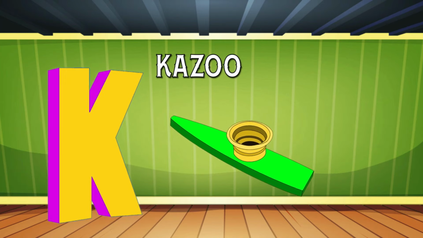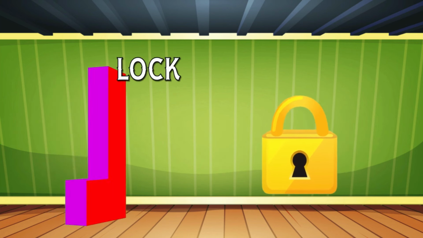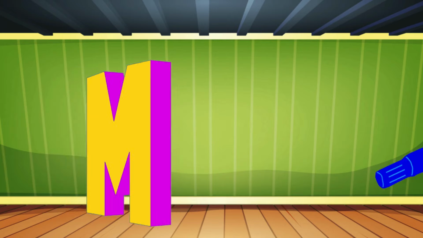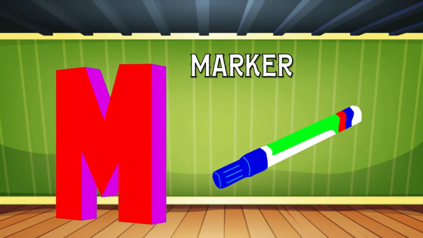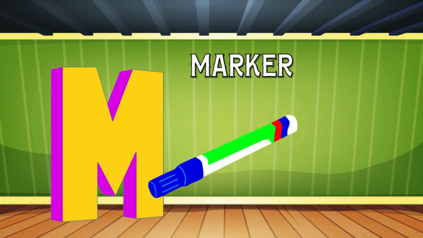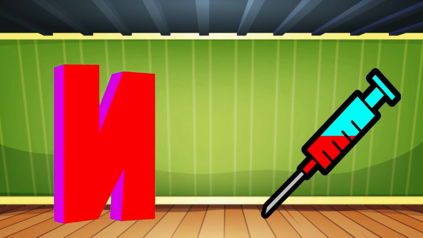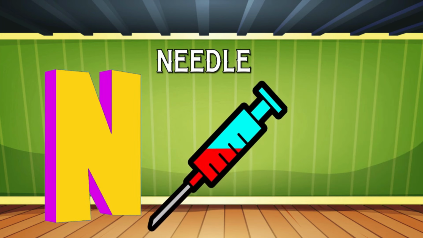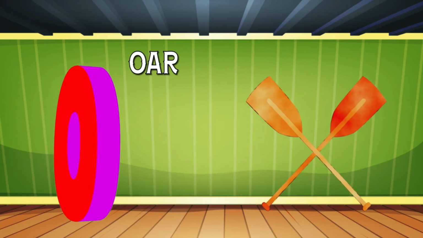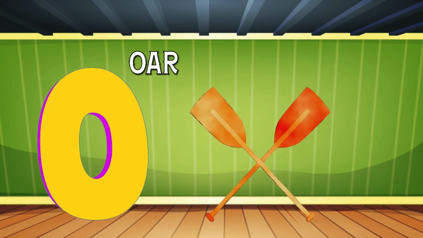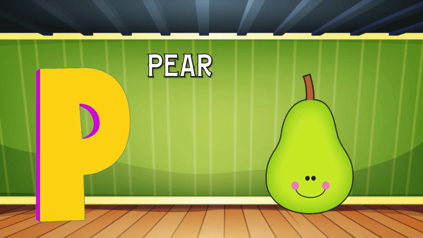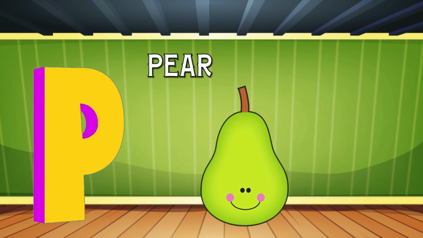K is for kazoo. L is for lock. M is for marker. N is for needle. O is for oar. P is for pear.